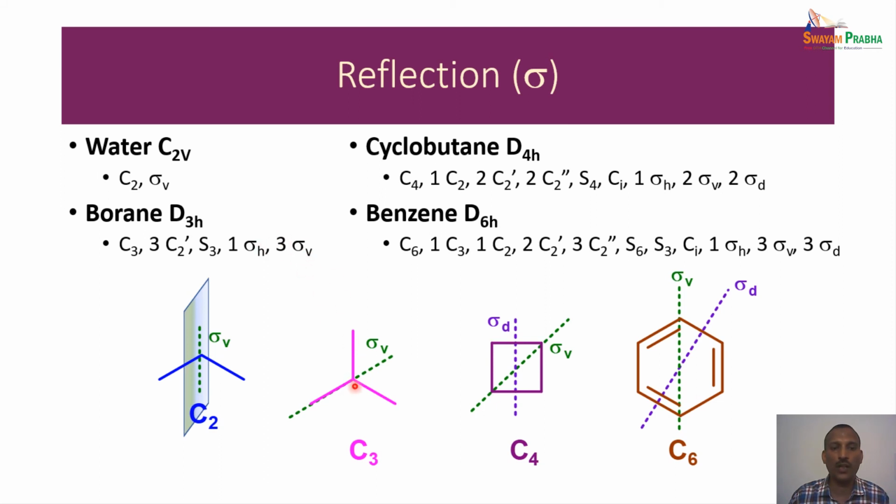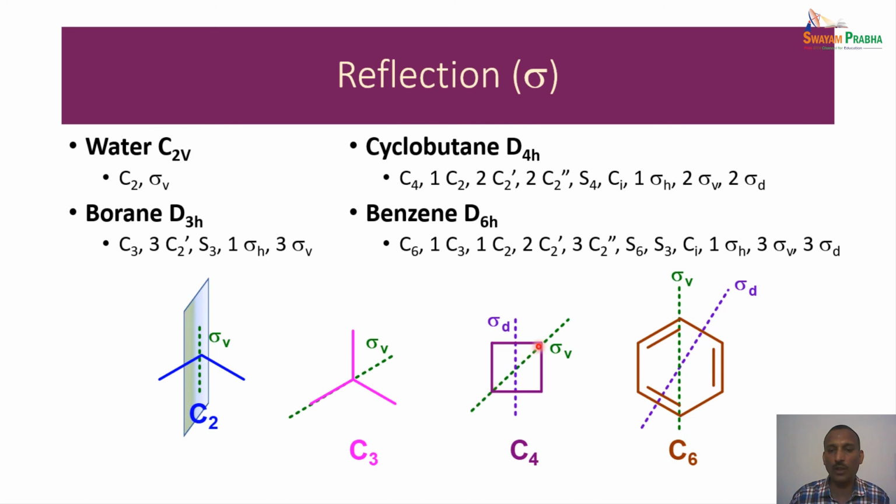Those horizontal and vertical planes we had seen for the borane molecule. And in the case of cyclobutane, it belongs to the D4H point group. So it has a C4 axis, which we have already seen earlier. And when we come to the planes, it has one sigma H, 2 sigma V and 2 sigma D. So sigma V is basically between the 1st and the third carbon, as I mentioned in that earlier case also: 1, 2, 3.